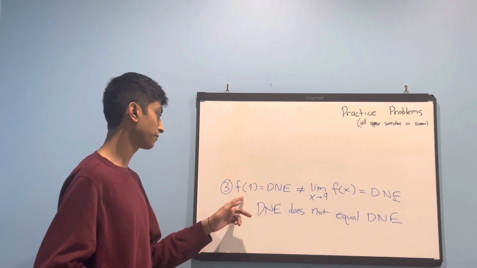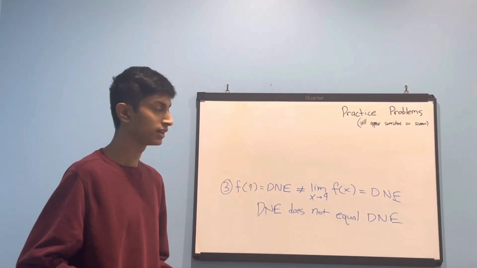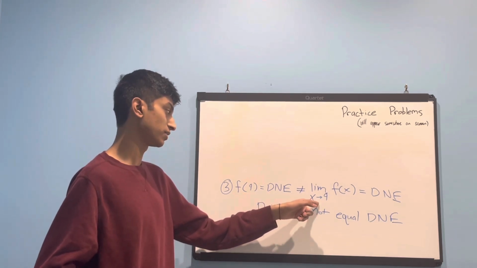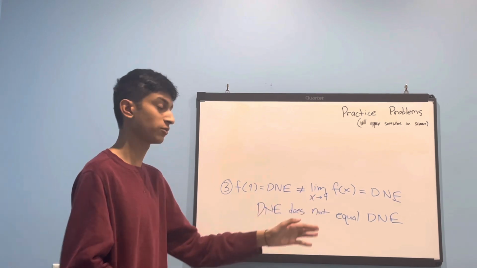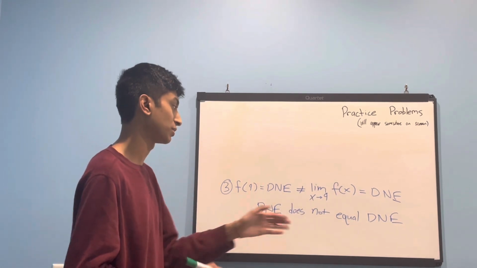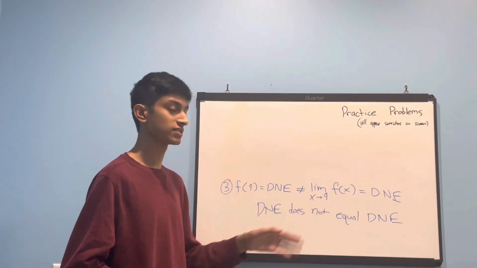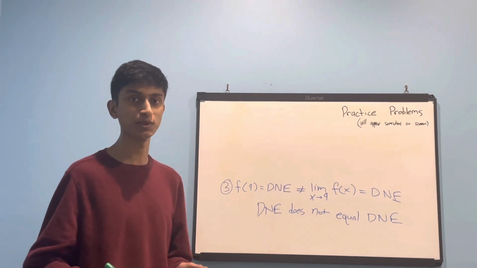For step 3, f of 9 equals does not exist, and that is not equal to the limit of x going to 9. Again, not the limit of x going to 9 from the negative or positive side, just the limit of x going to 9, and that's because the left limit and the right limit were not the same.